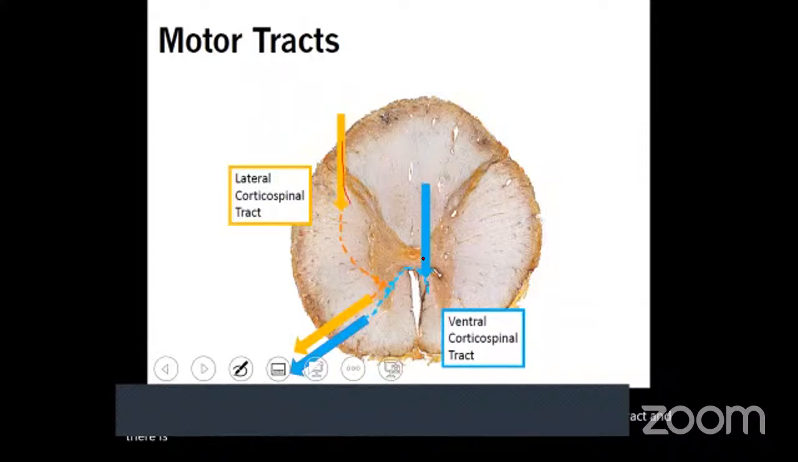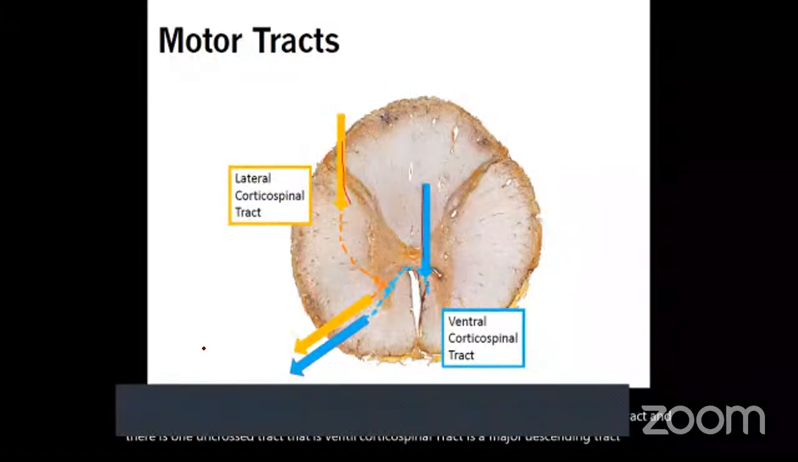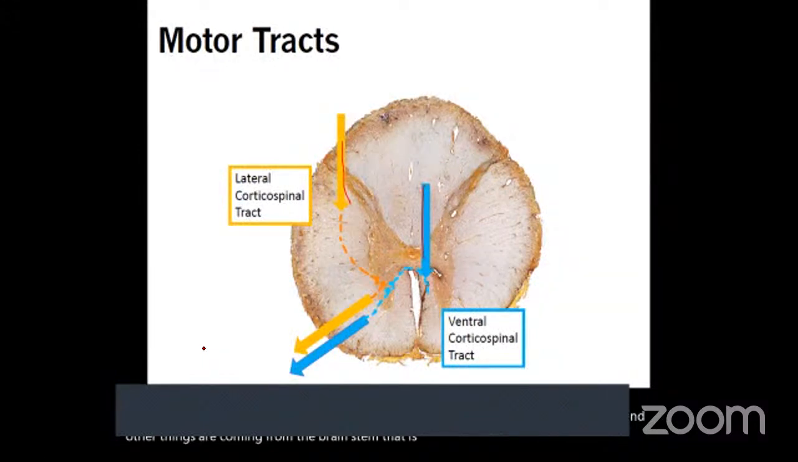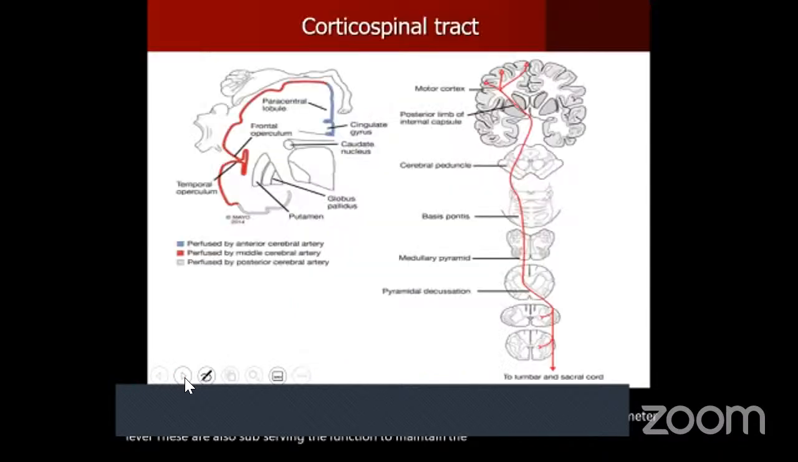It is a major descending tract. And other tracts are coming from the brainstem, that is reticulospinal, vestibulospinal, rubrospinal tracts, which are originating in the brainstem and coming down and crossing at the pyramidal level. These are also subserving the function to maintain the tone and posture. So this is the corticospinal tract, which we have learned, from the motor cortex, the posterior limb of the internal capsule, the cerebral peduncle and pons, medullary pyramid, and crossed at the pyramid level to the lumbar and sacral cord.